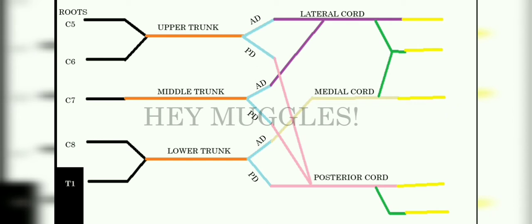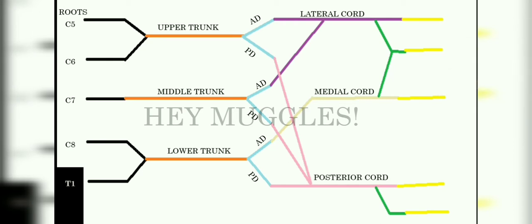The roots and trunks are located in the neck behind your clavicle, and the cords are present in your axilla, that is your armpit. The anterior primary rami of C5 to T1 spinal nerves constitute your roots, that is your C5, C6, C7, C8 and T1 spinal nerves. So, the nerves in black are your anterior primary rami of your C5 to T1 spinal nerves.